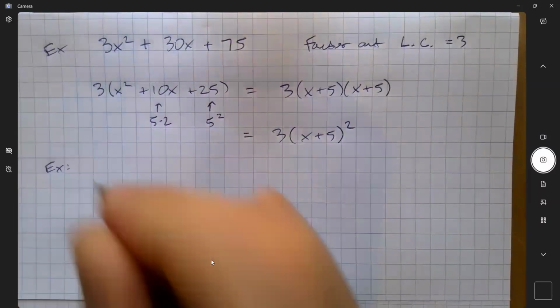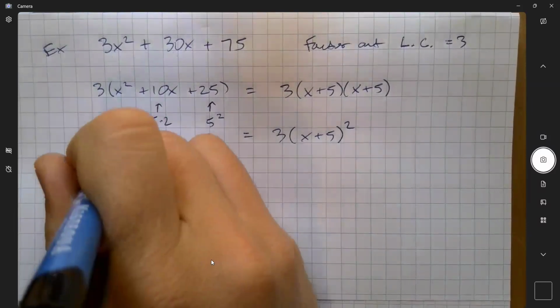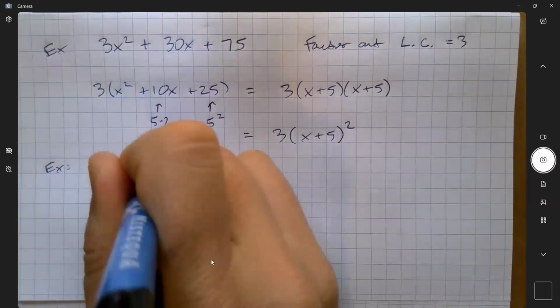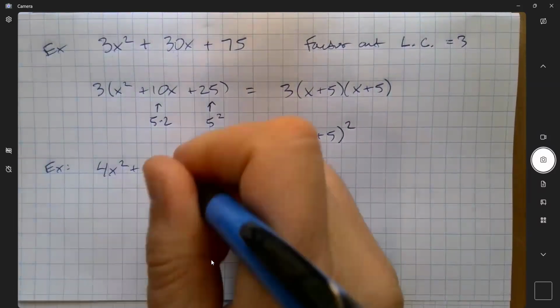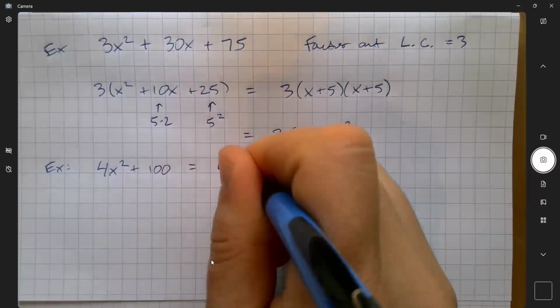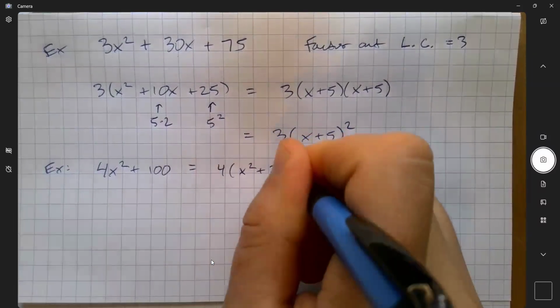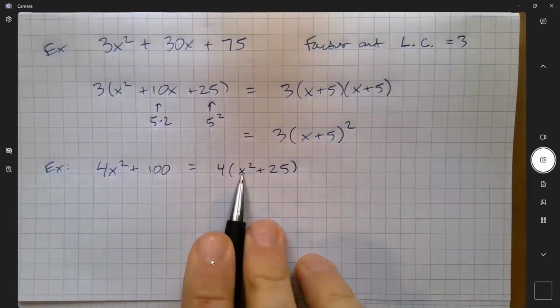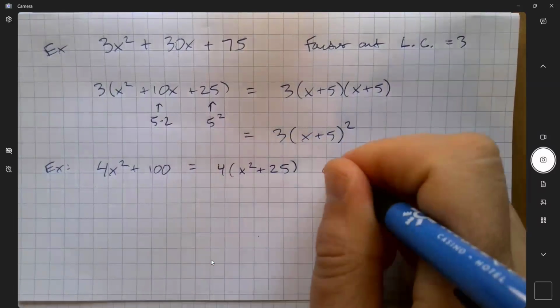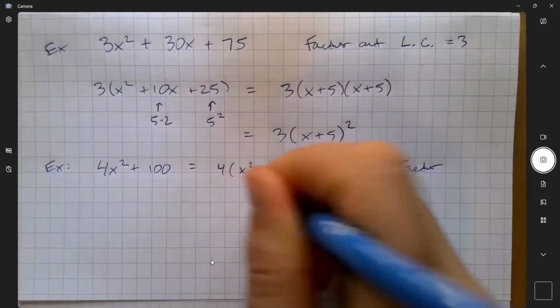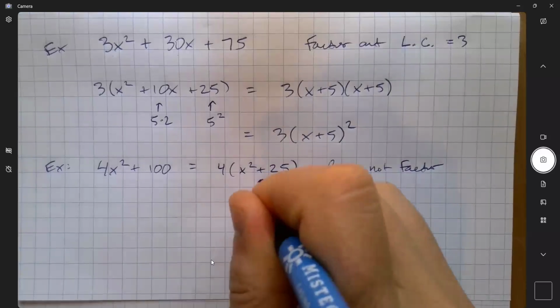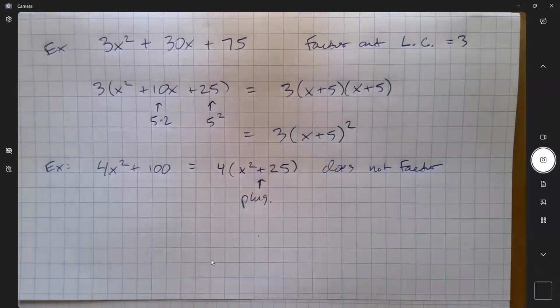Let's look at the middle case. How about 4x squared plus 100? Let's factor that 4 out first, and I have 4 times x squared plus 25. But I have an x squared plus 25. This does not factor because it's the plus. And so I stop. That's as much as I'm going to do.